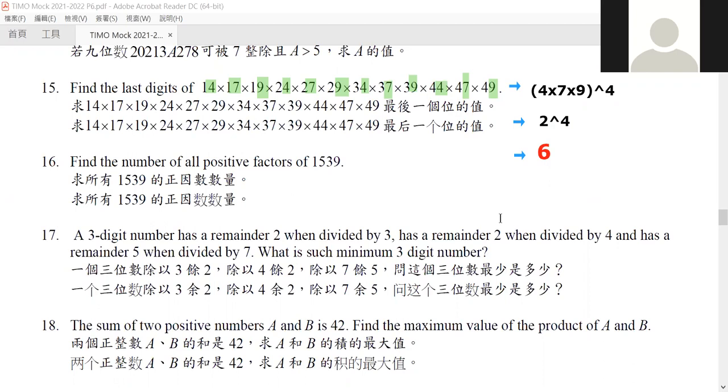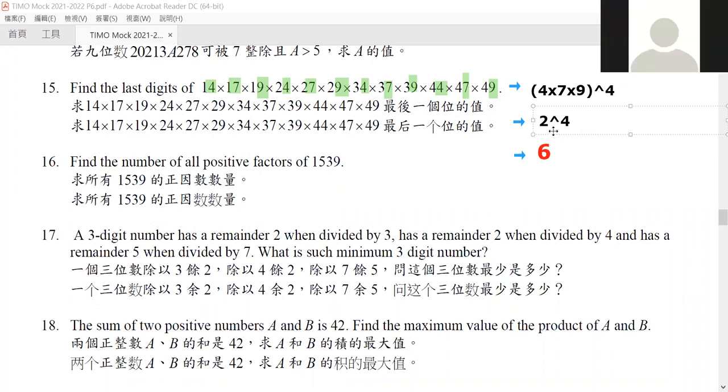Okay, let's go to our question 16. Find the number of all possible factors of 1, 5. 4 times 2 equals 8, teacher. Excuse me? Yeah, teacher, 4 times 2, is it 8?